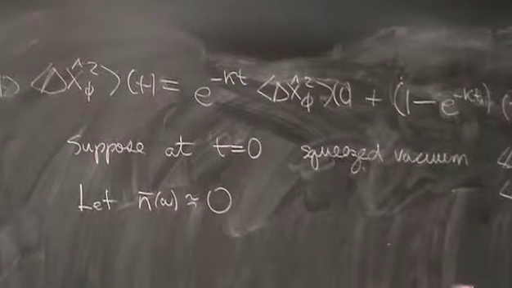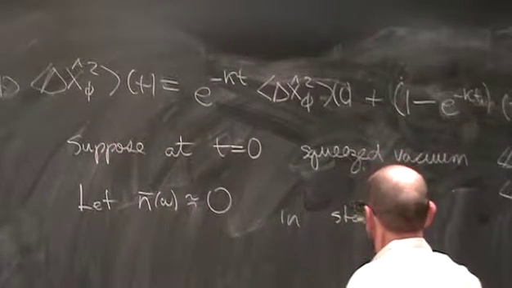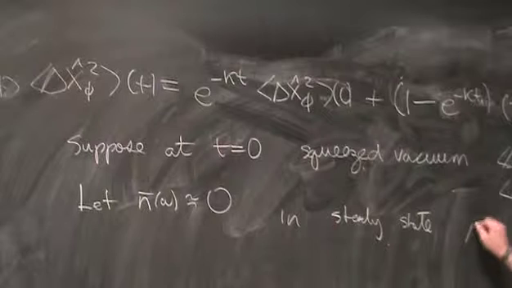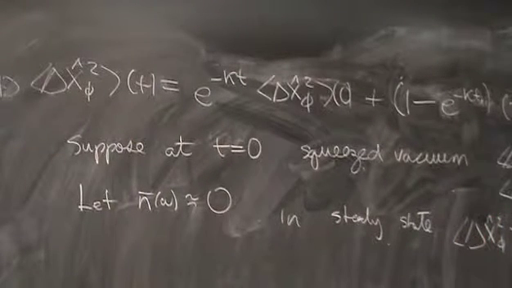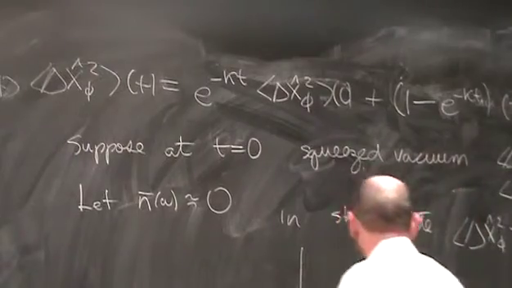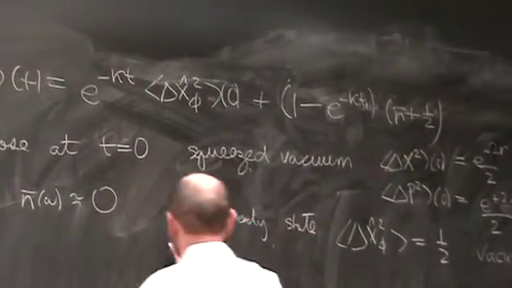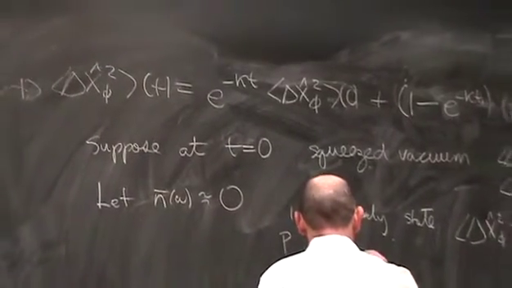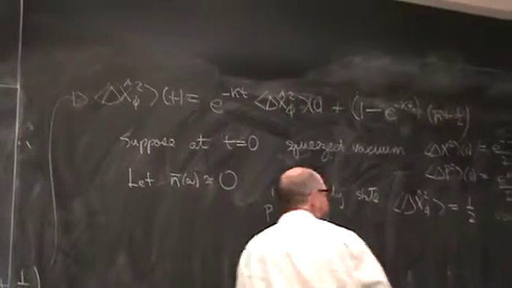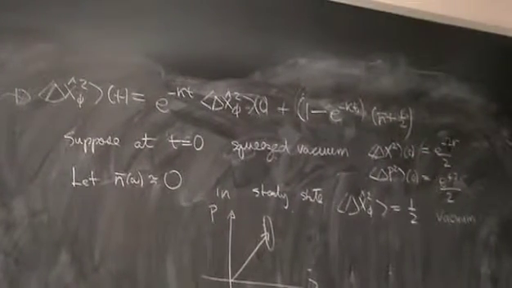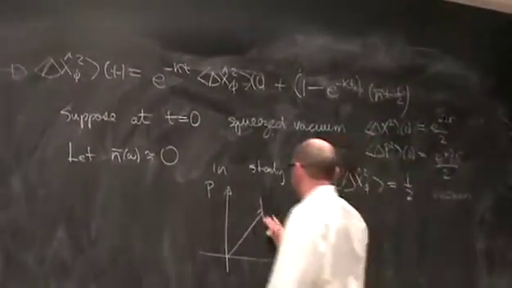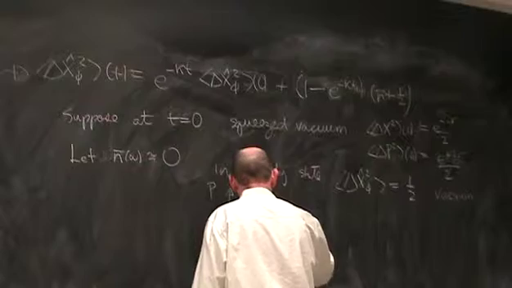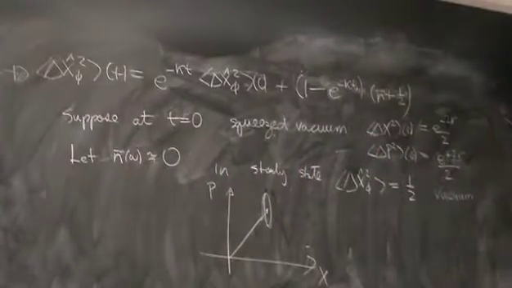Then the steady state is what? Well, the fluctuations are a half in all directions. That's the vacuum. So if I were to sketch a phase plane picture, what happens is the following. Suppose initially I have a squeezed state, upright, squeezing along x and anti-squeezing along p.